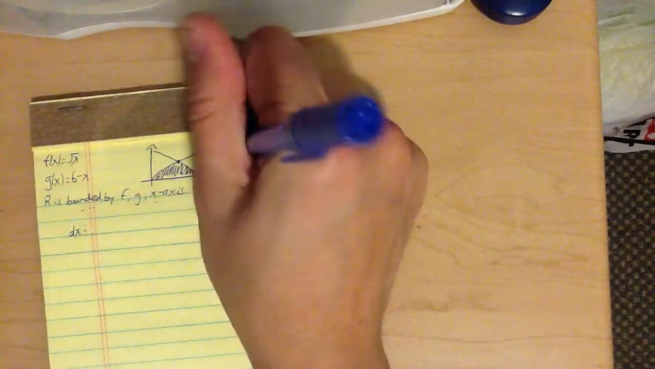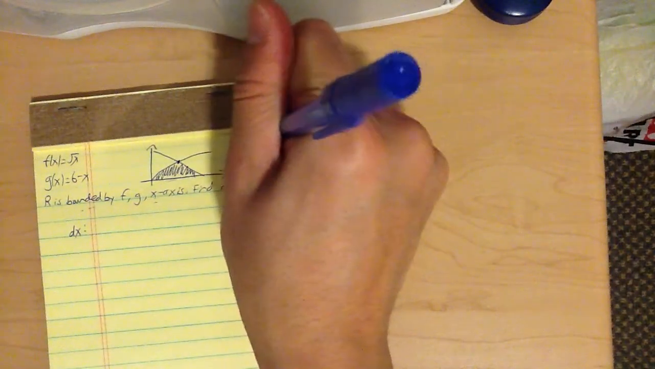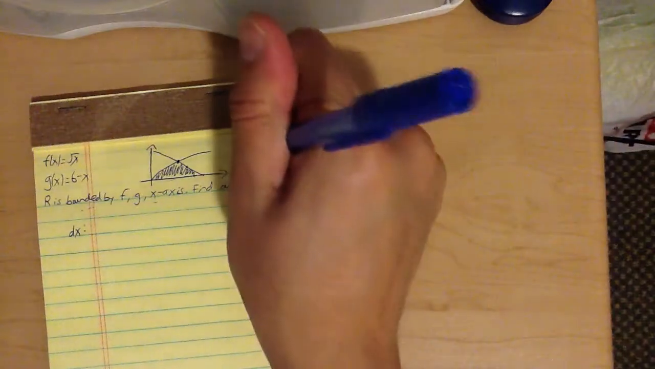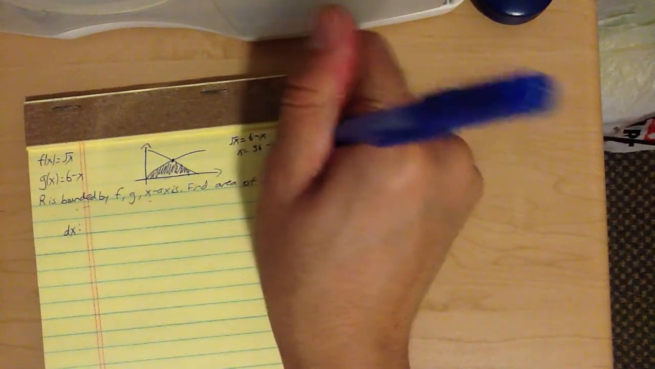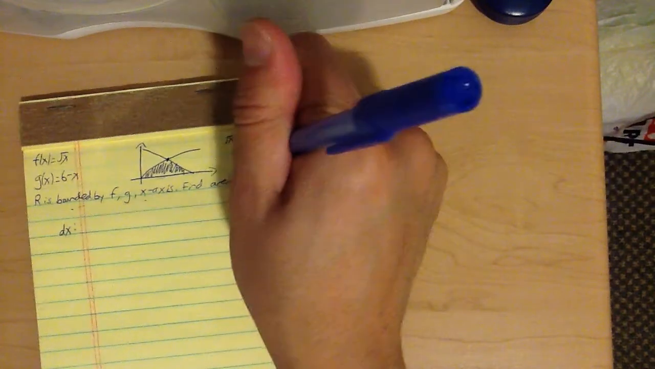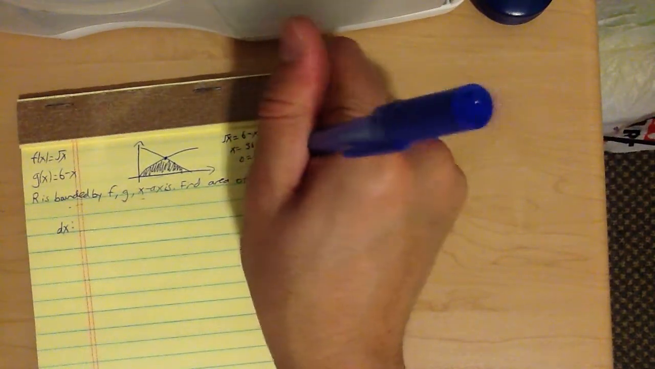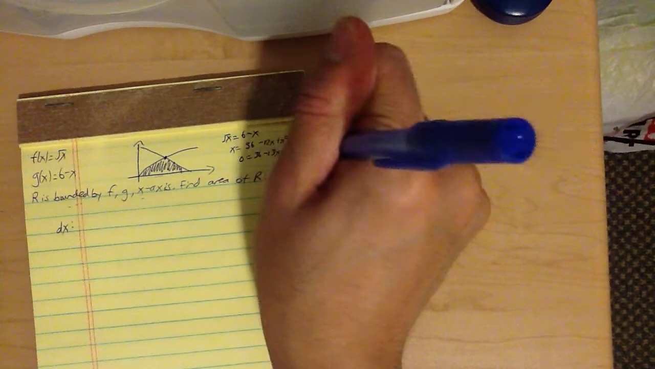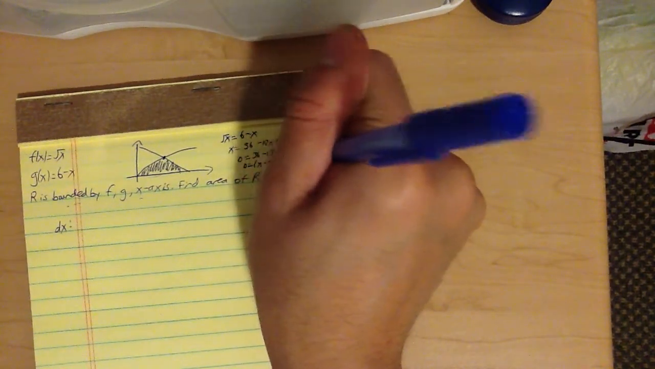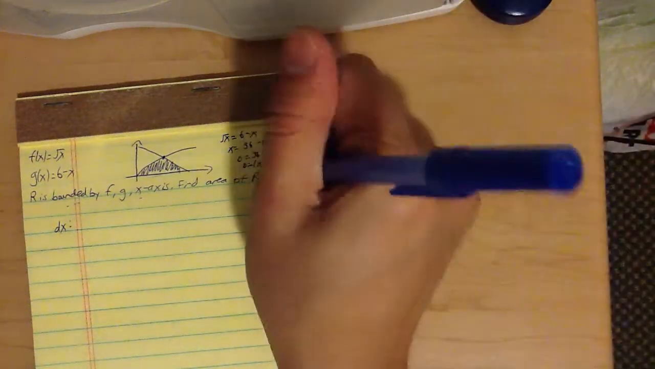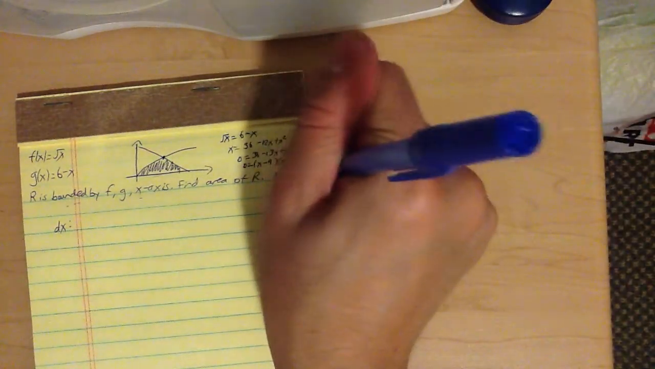First of all, let's find this point of intersection. It's probably going to help. So square root of x is equal to 6 minus x. I'm squaring both sides, by the way, so x equals 36 minus 12x plus x squared. So 0 is equal to 36 minus 13x plus x squared. So 0 equals (x minus 9)(x minus 4). Okay, so x is equal to 9 and 4.